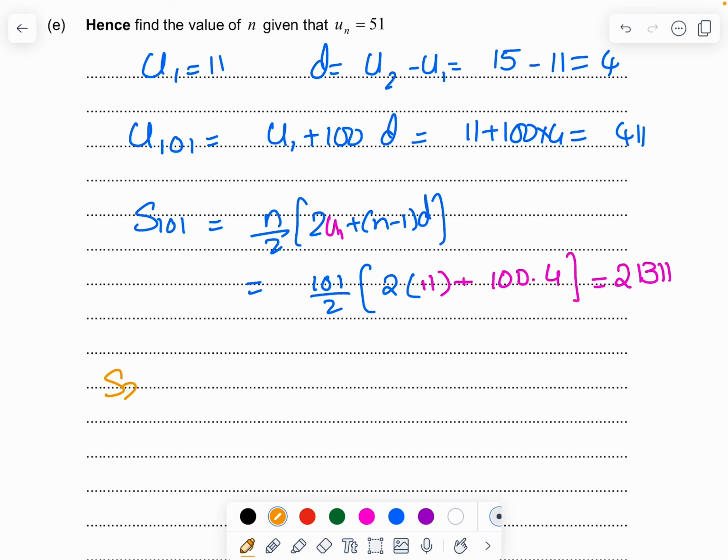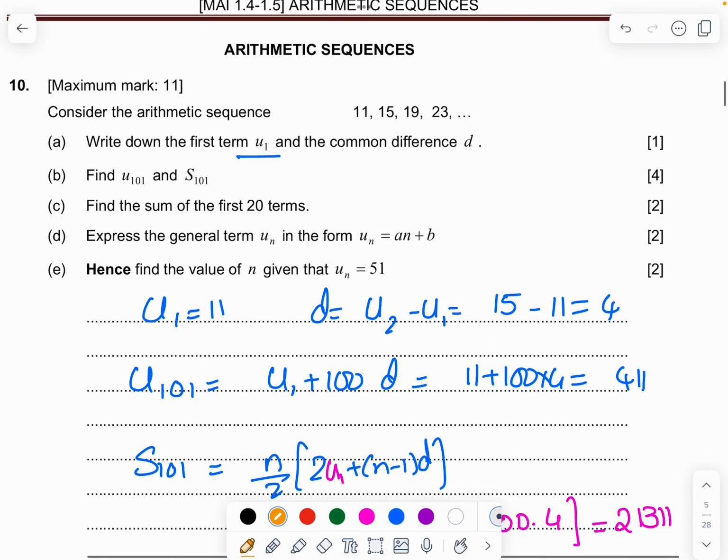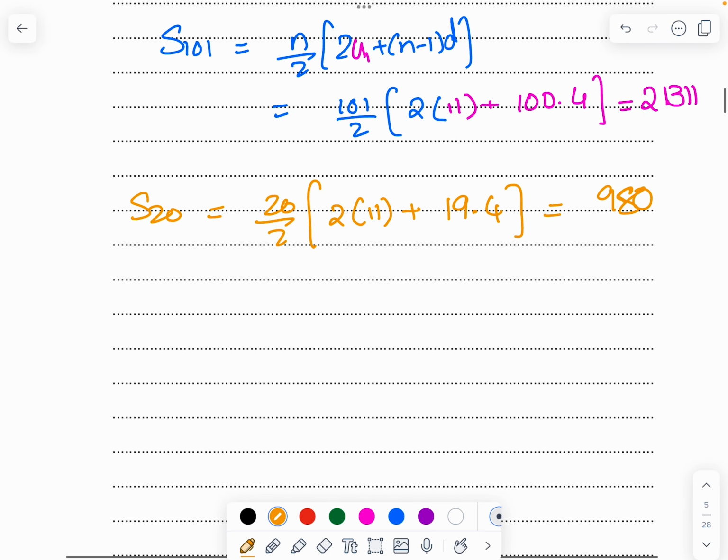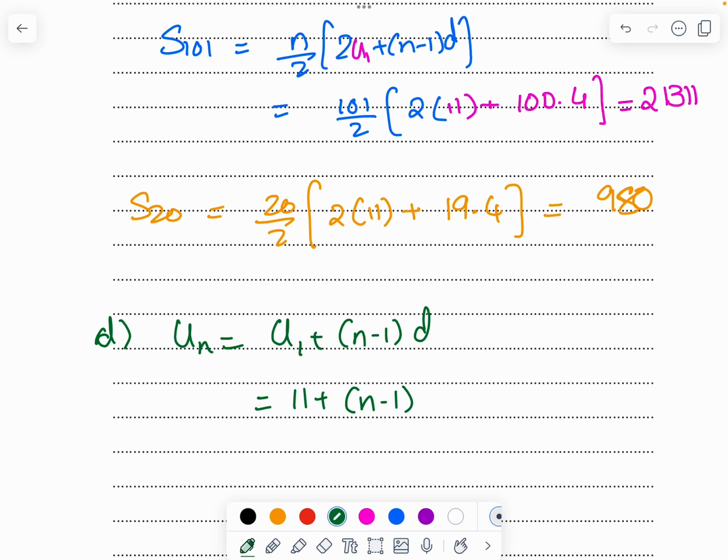Find the sum of first 20 terms. So same formula, 20 upon 2, 2u1 plus 20 minus 1, which is 19, times 4. Simplify that, 980. Express the general term un in this form. So part D, un equals u1 plus n minus 1 times d, which is 11 plus n minus 1 times 4, which is 11 plus 4n minus 4, which is 4n plus 7.